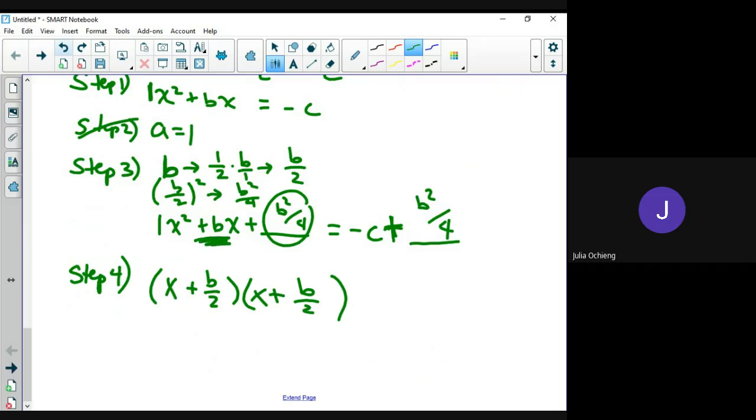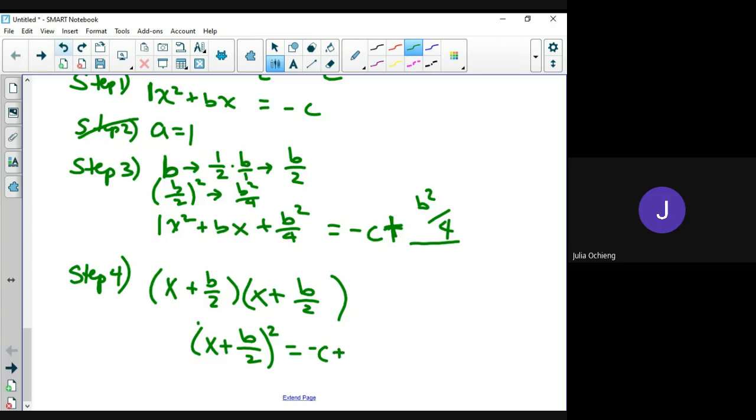And it has to add to b. So b over 2 plus b over 2 is 1b over 2 plus 1b over 2, which is 2b over 2, which equals 1b. So that is correct. b over 2 is correct. Clean that up a little bit. Okay. Then we want to write this so that it's a perfect square. So it's going to be x plus b over 2 squared equals negative c plus b squared over 4.